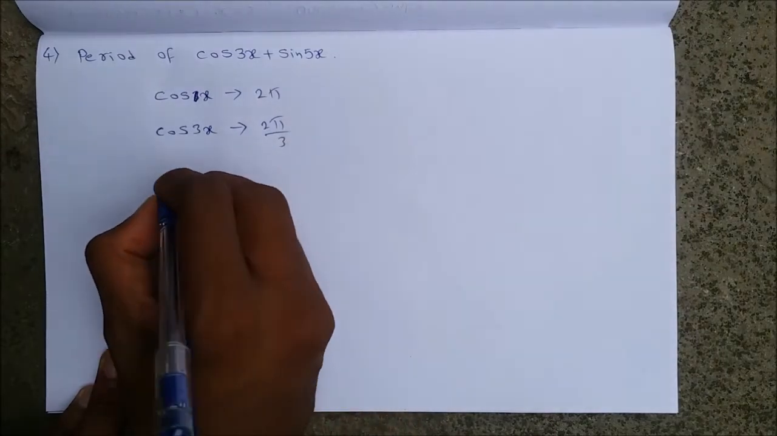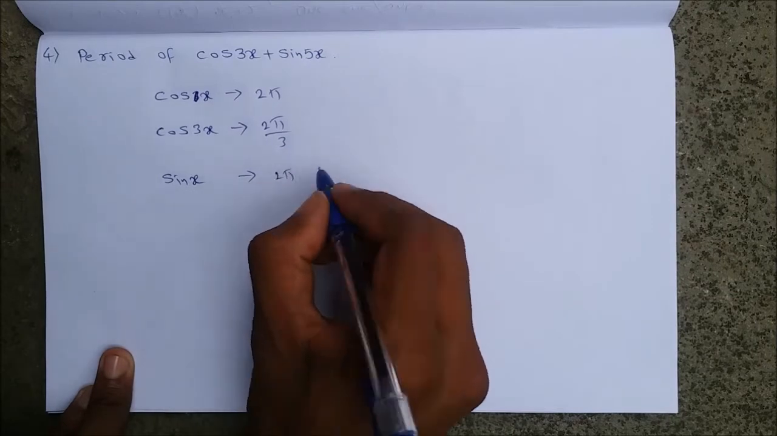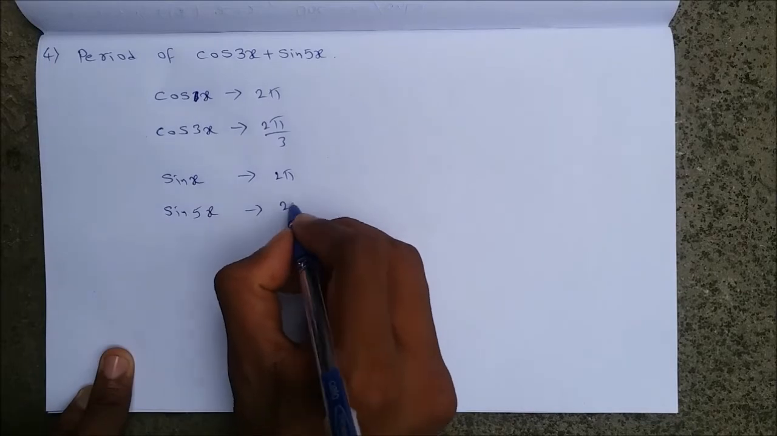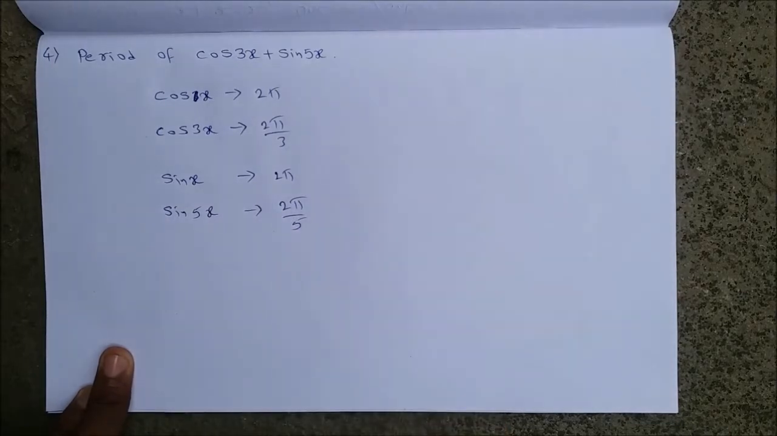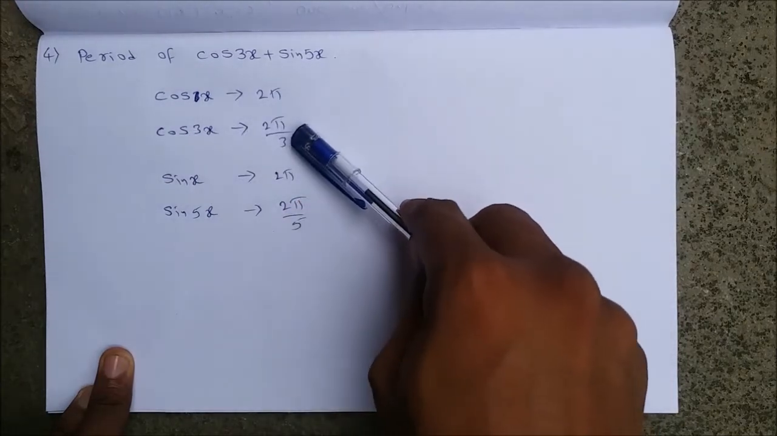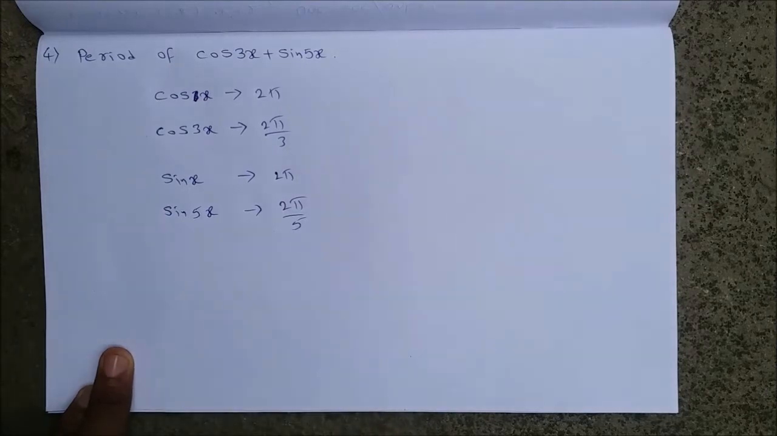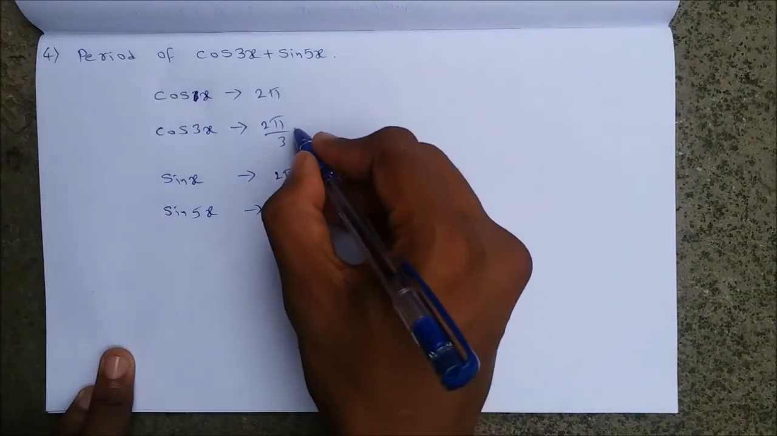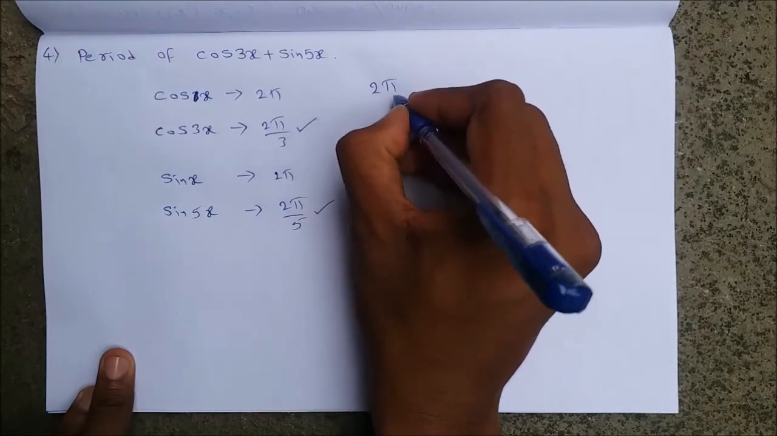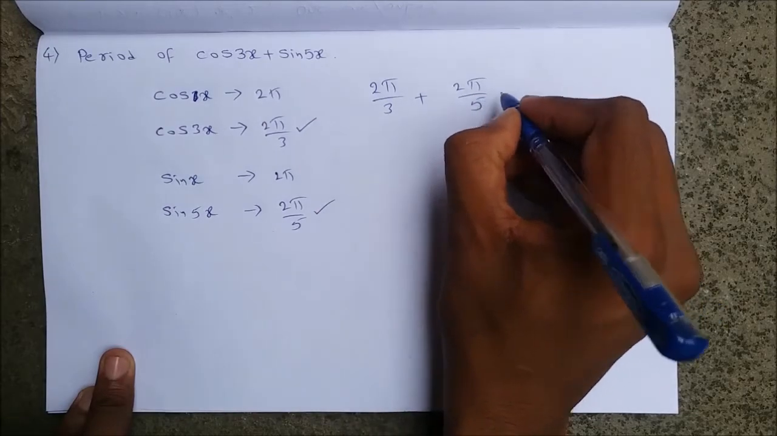Next, sin 5x is there. Sin x period is 2 pi. We want sin 5x, that is nothing but 2 pi by 5. It is very simple. Cos x is 2 pi, so cos 3x will be 2 pi by 3. Sin x is 2 pi, sin 5x will be 2 pi by 5. So now we need to find the period of this cos 3x plus sin 5x. So cos 3x value is 2 pi by 3 plus sin 5x is 2 pi by 5.